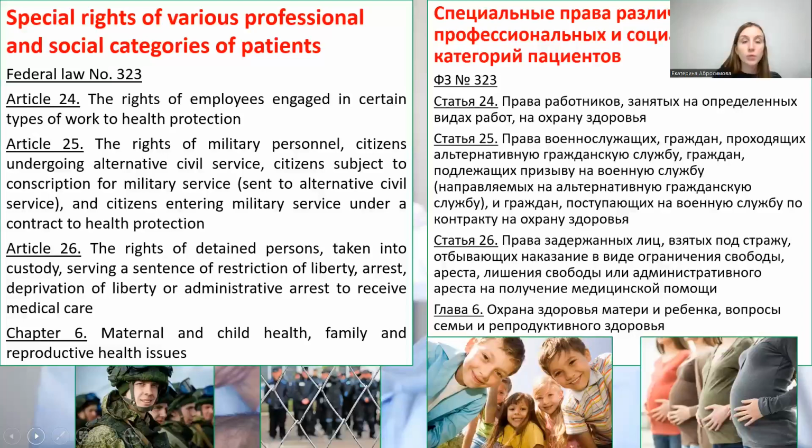their passage. Article 25 of the Federal Law number 323 is called the rights of military personnel, citizens undergoing alternative civil service, citizens subject to conscription for military service or sent to alternative civil service, and citizens entering military service under a contract to health protection.